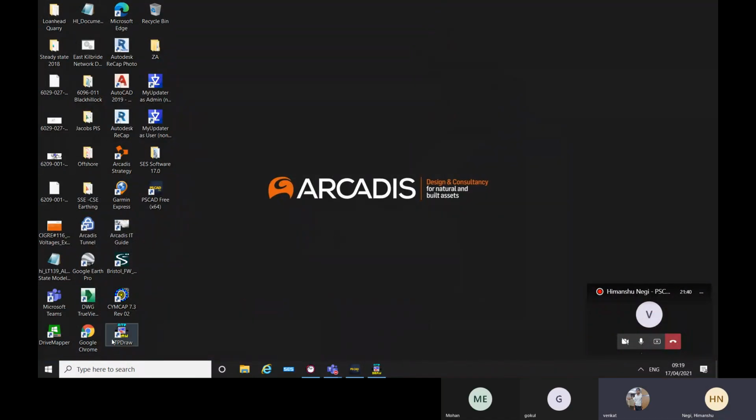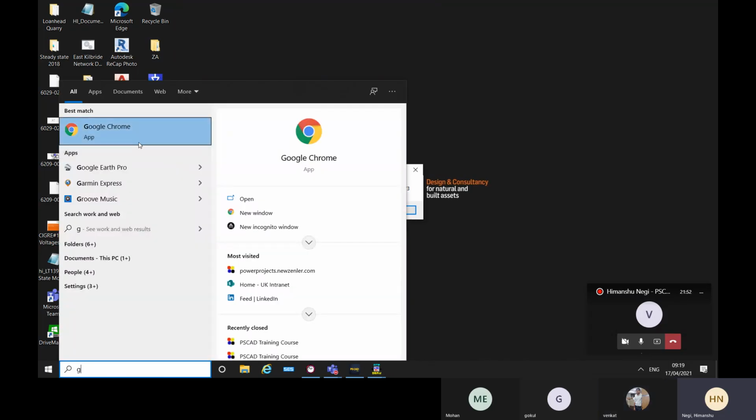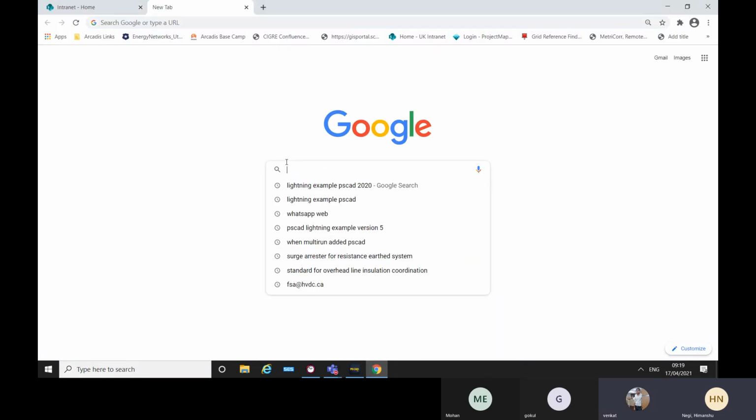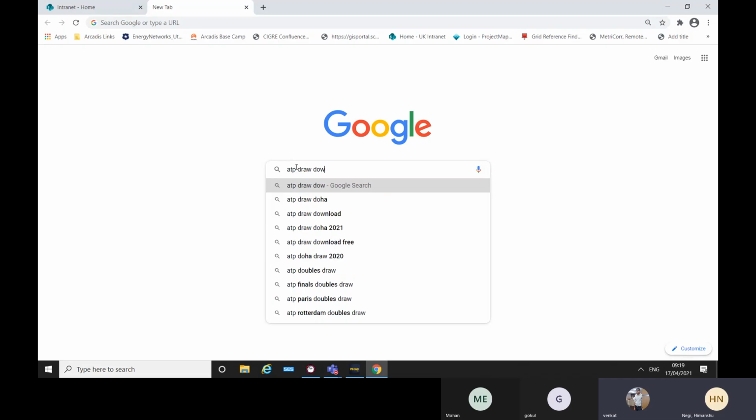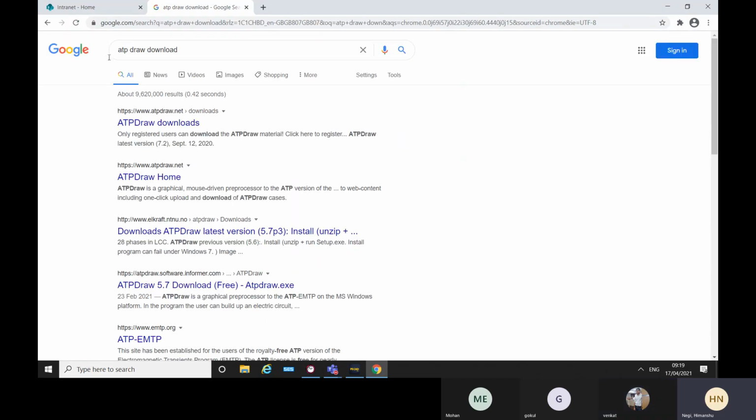How can we get this software? ATP draw is free software. The interface you can download by just searching for ATP draw or something. The only thing is you need a license for it. The license is again free, but you need to obtain it through ATP draw. So you can download ATP draw from here.